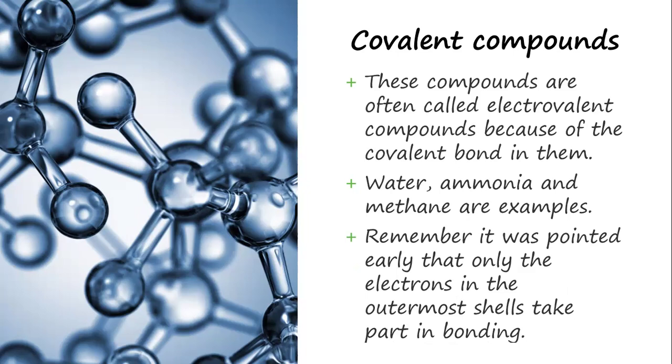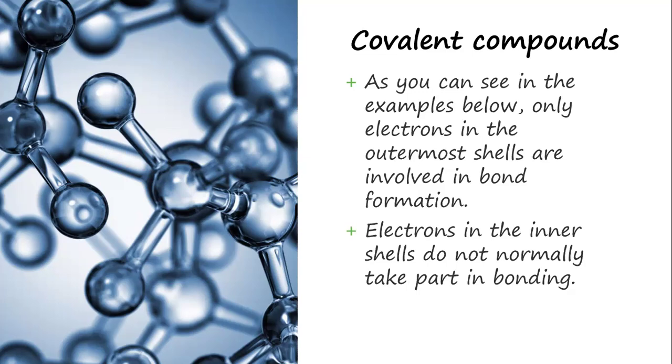Remember, it was pointed out earlier, when we were discussing the covalent bonds, that only the electrons in the outermost shells are the ones that take part in the bonding, while the ones in the innermost shells just don't take part in the bonding process. As you can see in the examples listed above, the water, ammonia, and methane, only electrons in the outermost shells are involved in the bond formation. Electrons in the innermost shells do not normally take part in the bonding.